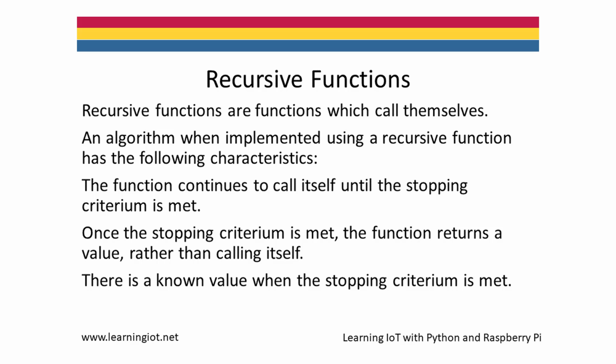An algorithm, when implemented using a recursive function, has the following characteristics. The function continues to call itself until the stopping criterion is met. Once the stopping criterion is met, the function returns a value rather than calling itself again. There is a known value for when that stopping criterion is met.